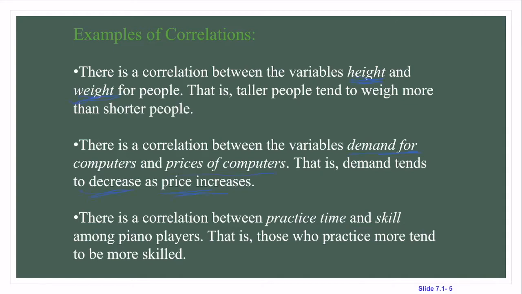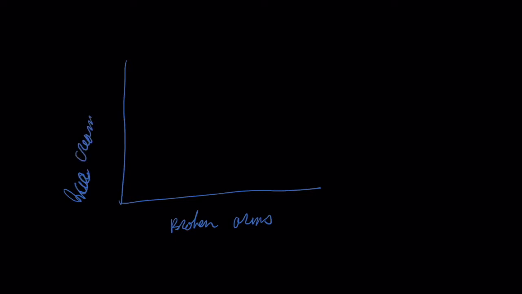One of my favorite examples of correlation is the fact that the number of broken arms in kids increases with the number of ice cream sales. So keep this example in mind as we go forward, but the number of broken arms increases as ice cream sales increase. Why might that be? Well, let's keep thinking about it.